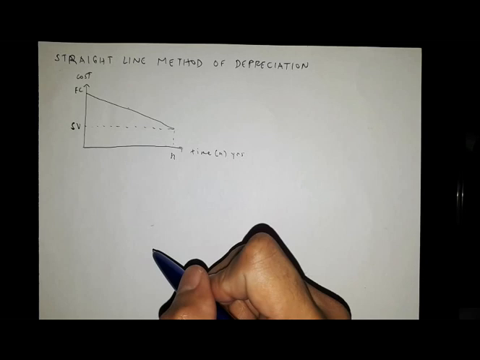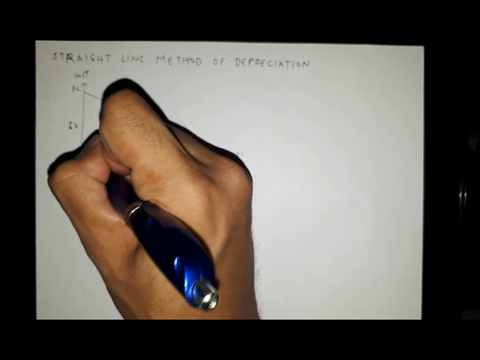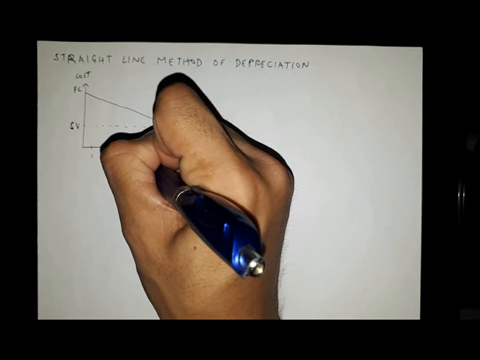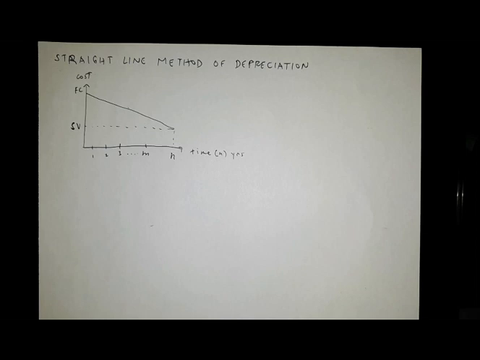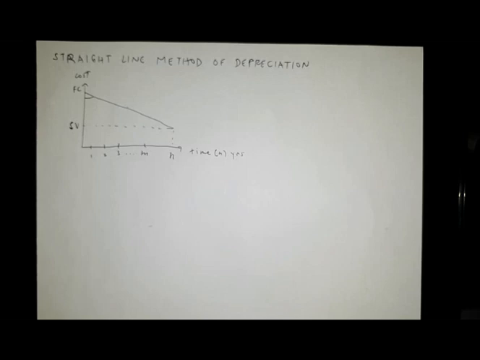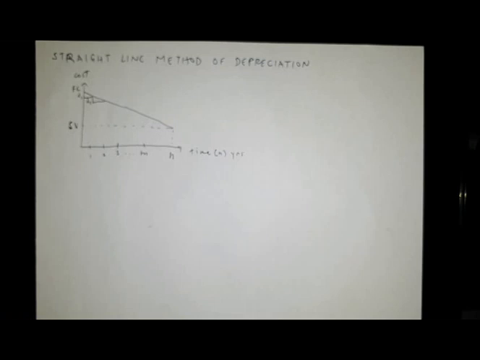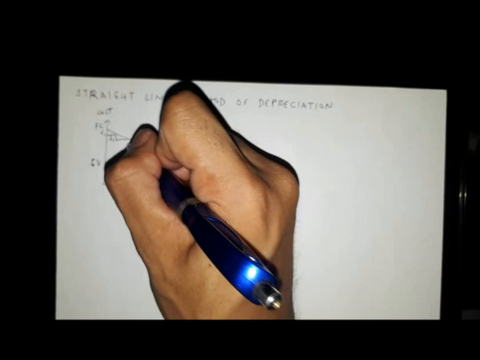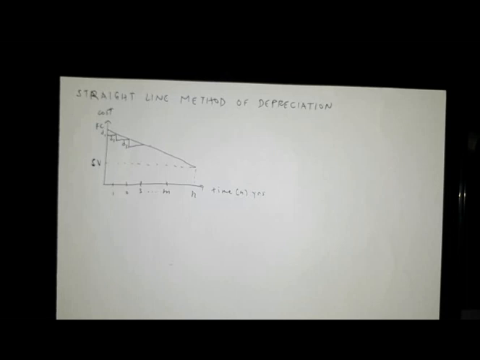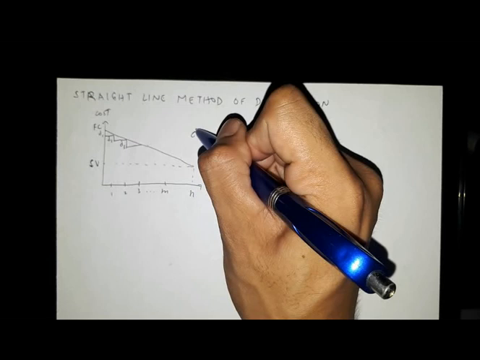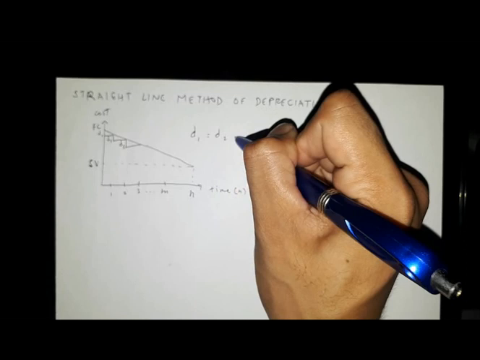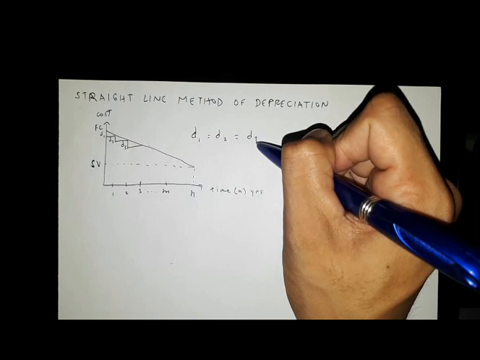So if we have here your first year 1, 2, 3 until the Nth year here. If we observe the depreciation per year, for the first year we have your D1. For the second year, you have your D2. For the third year, we have your D3. If you would notice, the value of D1 is equal to D2 and also equal to D3. That is why it is called uniform annual depreciation.